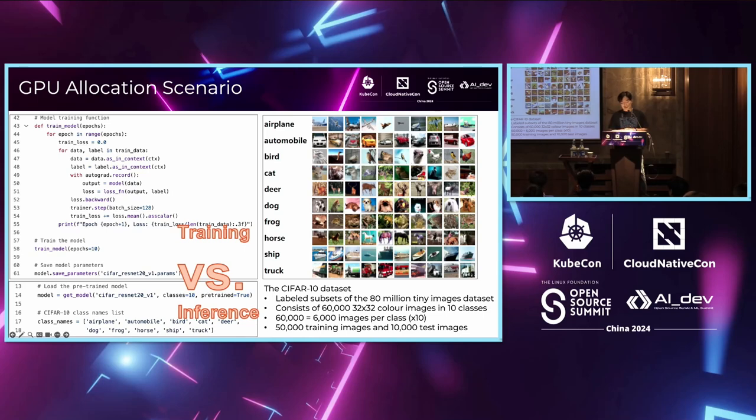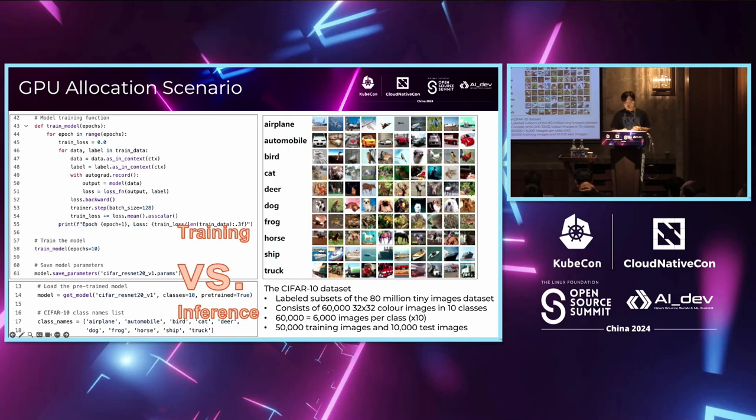This is a very legacy dataset as well. But it consists of a labeled subset of the 80 million tiny images dataset. Actually, it consists of 60,000 small images in 10 classes. You can see there is an airplane, automobile, bird, cat, deer. And they have 60,000 images in total and 6,000 images per class.